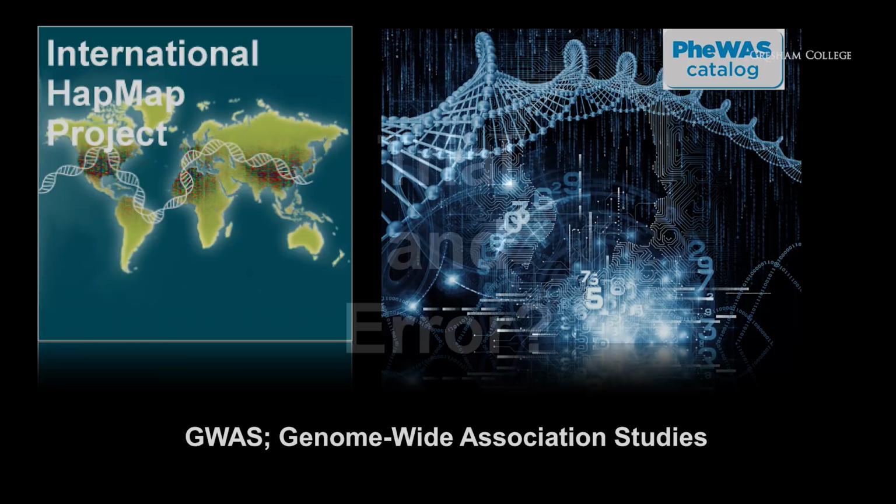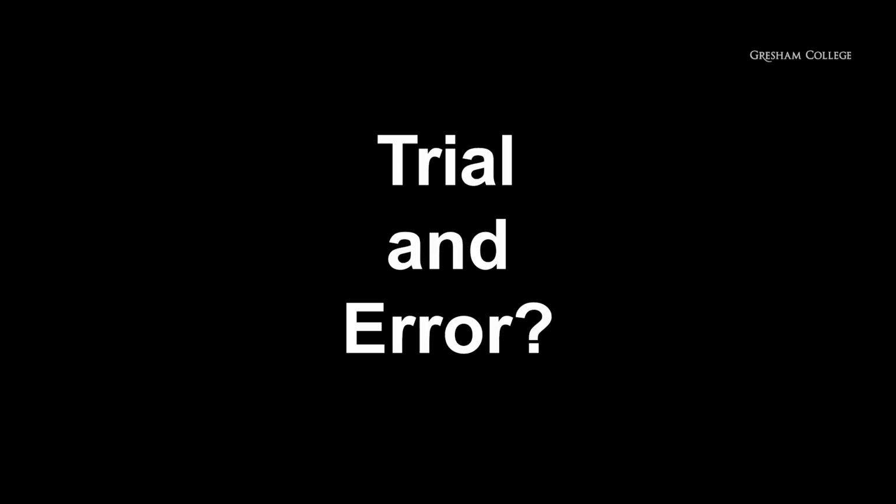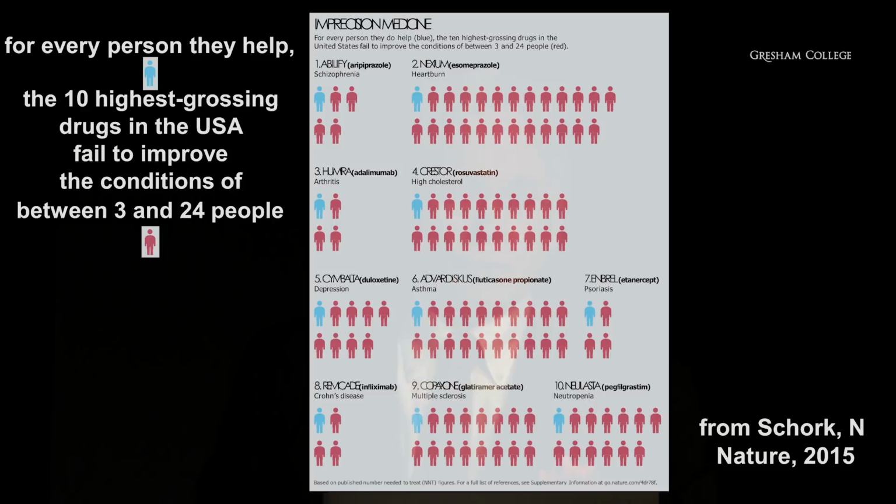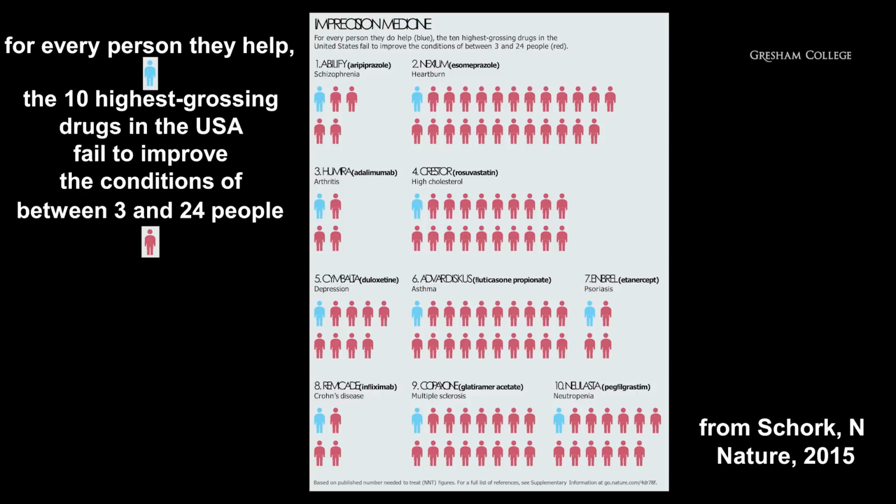Now, as I said, our current medical model, when we give drugs to people, is essentially based on trial and error. We give you a drug with your diagnosis and hope that it works, based on large trial data that have happened. But as Nicholas Schork published in a paper in Nature a couple of years ago, if you look at the top 10 highest grossing drugs in the United States, for every person that's helped, those are the little blue ones, the drugs fail to improve between 3 and 24 people. So in other words, if you give the drug to a group of people who you would anticipate from the trial data would be helped by the drug, it turns out that very few are. And that's because they are genetically different in some way.